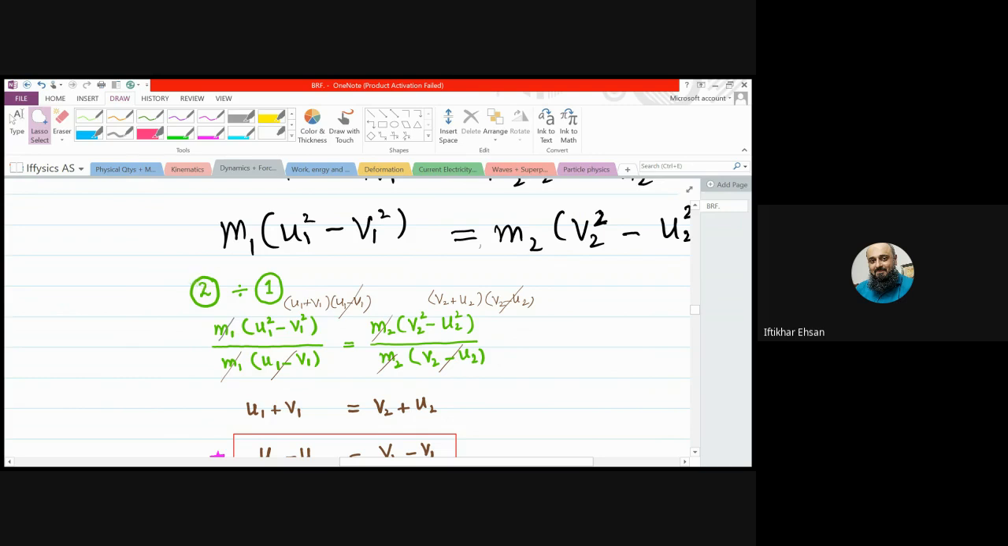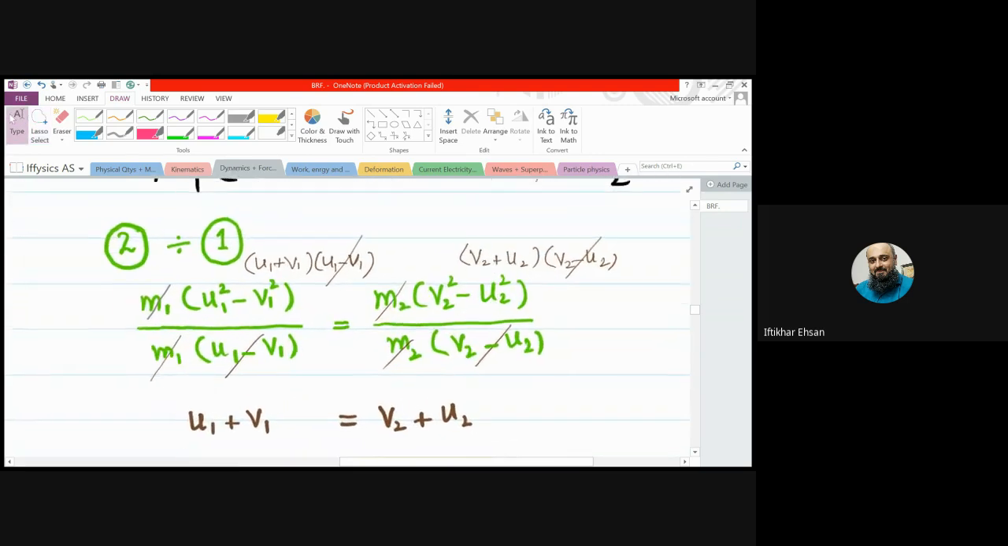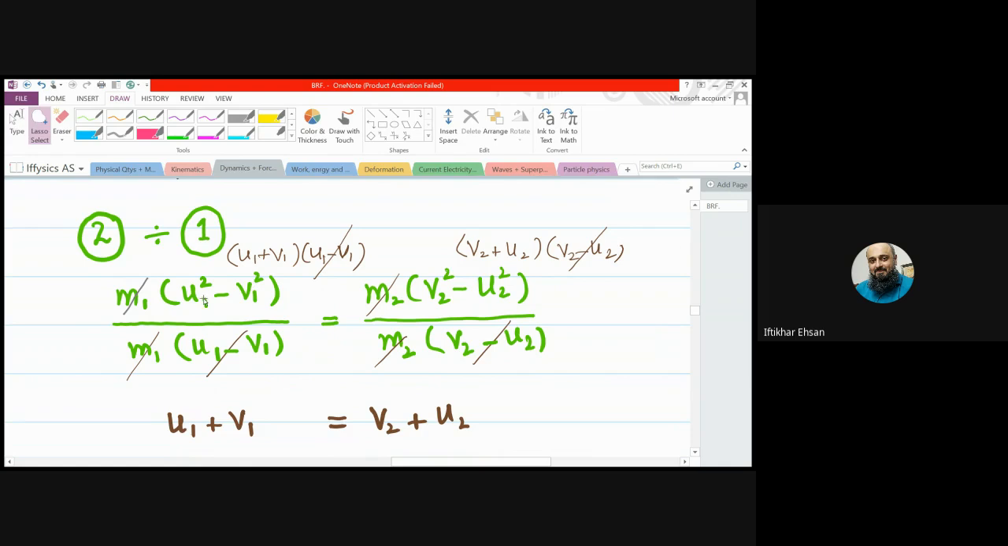What do you mean by dividing one equation by another? It means the left side of equation 2 will be divided by the left side of equation 1, and the right side of equation 2 will be divided by the right side of equation 1. Clear? This is what we mean. Now, m1 will be cancelled by m1, m2 will be cancelled. The important point here is that we have u1 square minus v1 square.